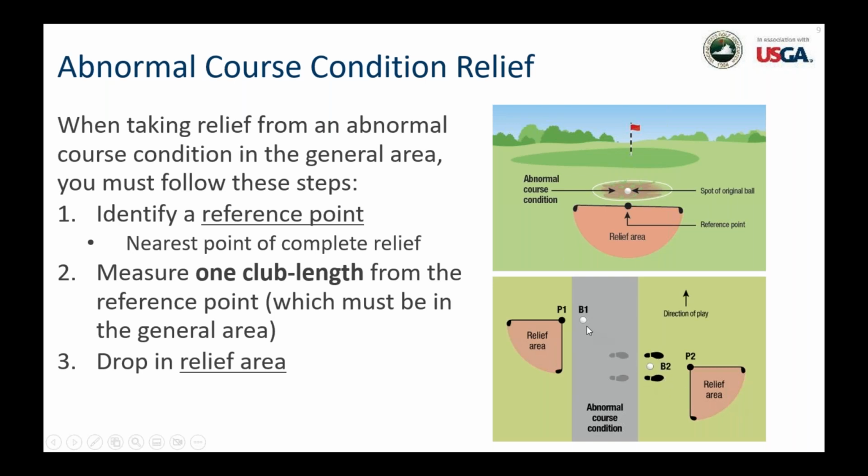So from where the ball lies, P1 would be one relief option, and P2 would be a different relief option. So the shaded area is where the player must drop their ball. I should point out that the rules put limitations on where the nearest point of complete relief may be, based on where your golf ball lies.